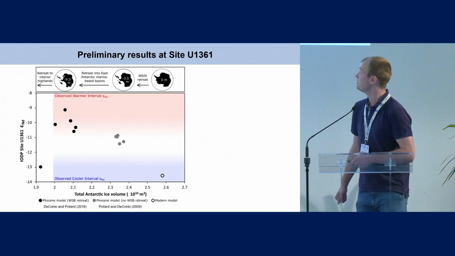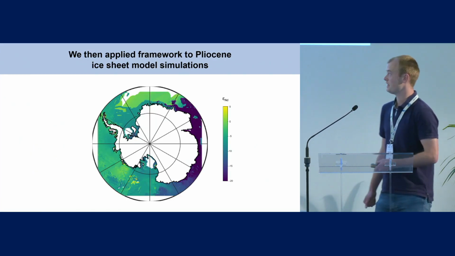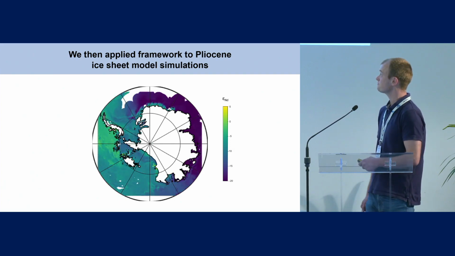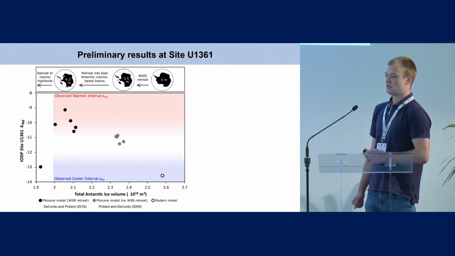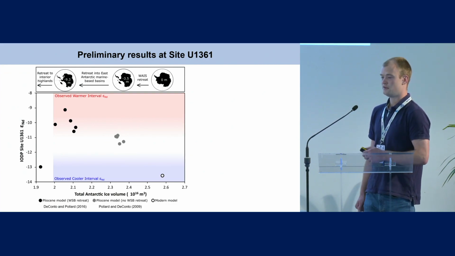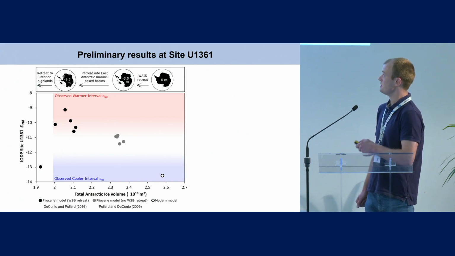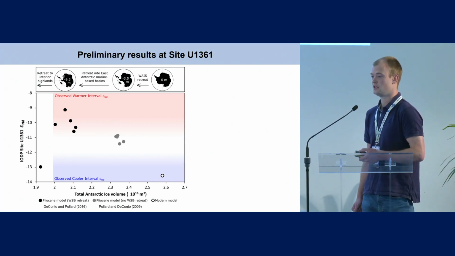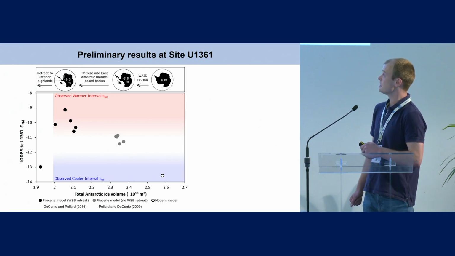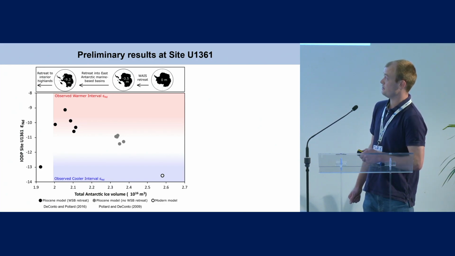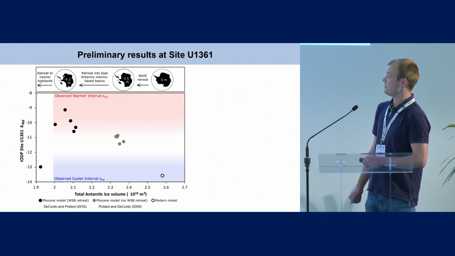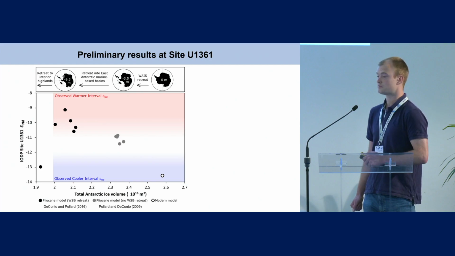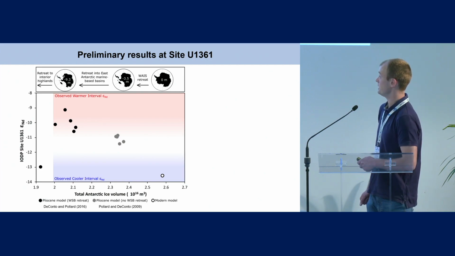So once this was done, we started applying it to some Pliocene ice sheet model simulations. And for this figure, there's quite a lot to unpack, so I'll go through it bit by bit. Essentially, each dot here represents an ice sheet model or a time slice from an ice sheet model. And what I've done is just pull out the epsilon neodymium value at the site of U1361, so offshore the Wilkes Subglacial Basin. That's plotted on this axis, and then on here there are the different ice volumes for these different ice sheet model simulations.